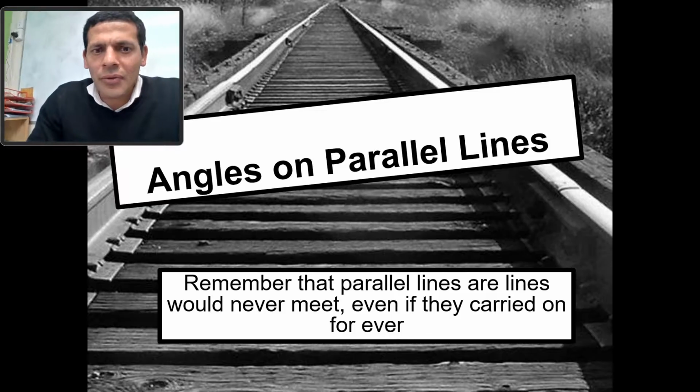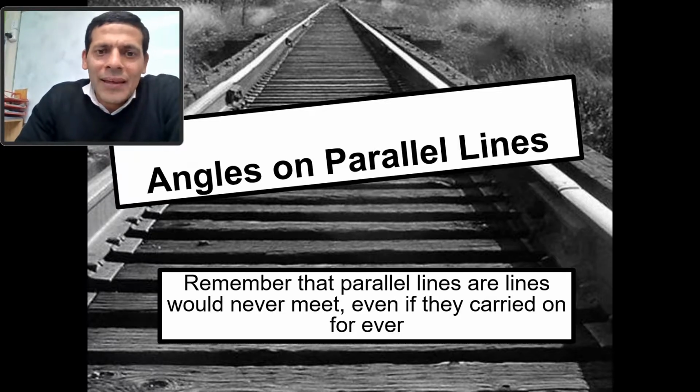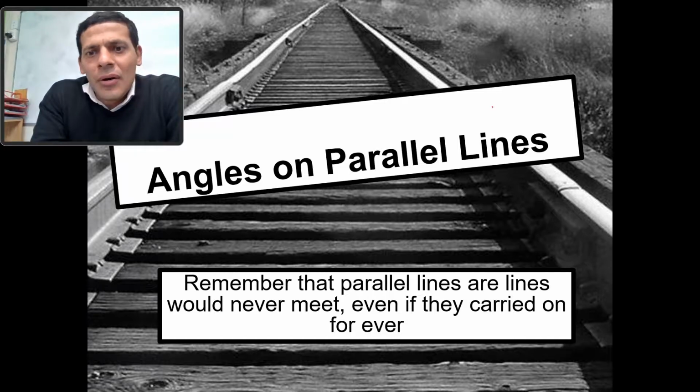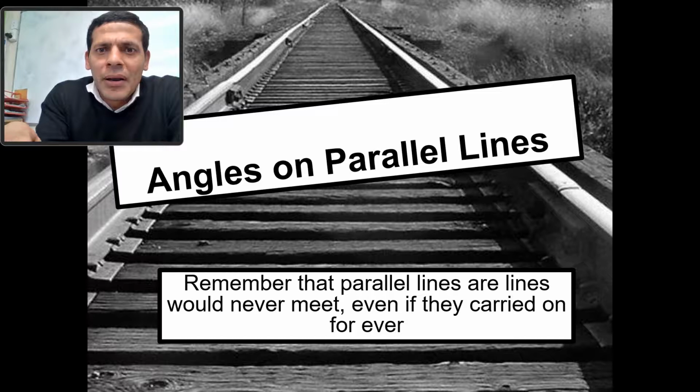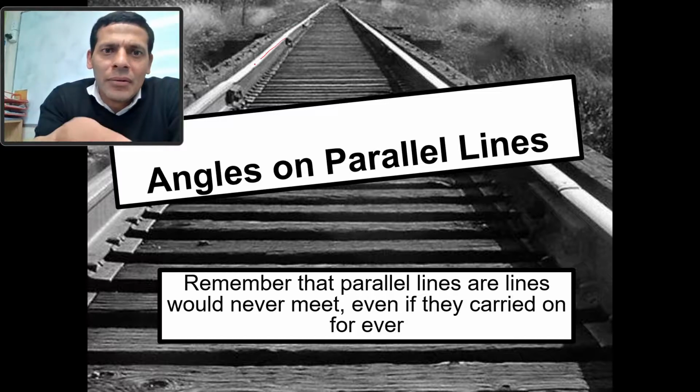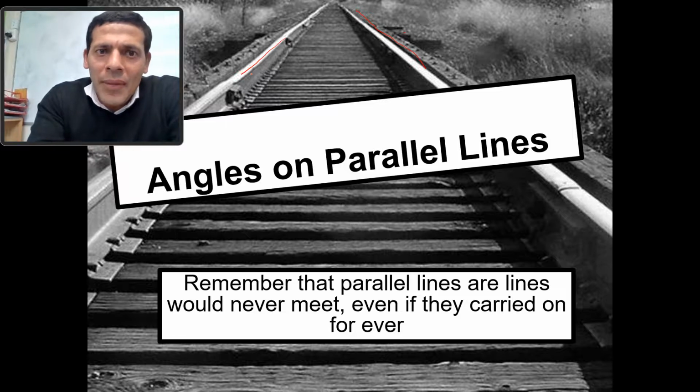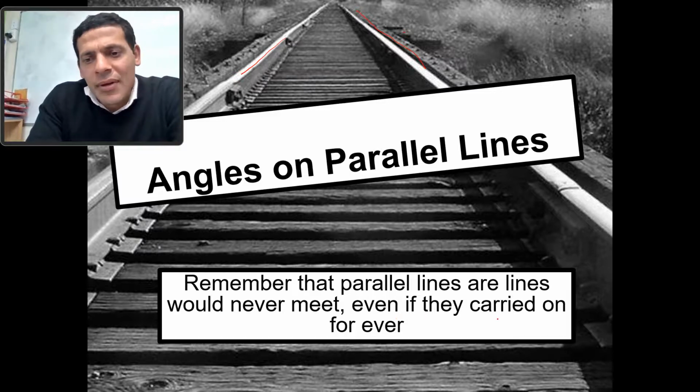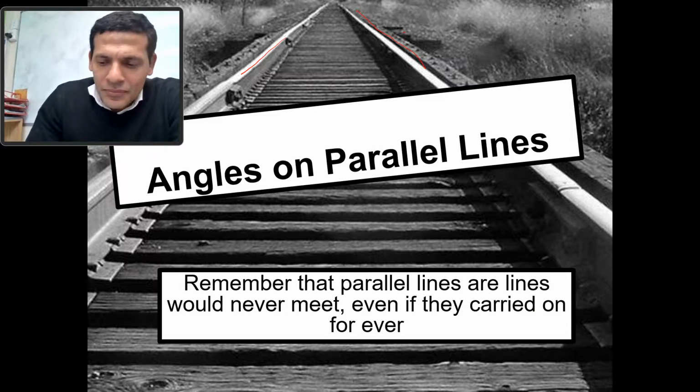Today we're going to cover the last topic in this chapter, which is angles on parallel lines. If we need to identify parallel lines, we need to look at the railway. We see here these lines never meet. Remember that parallel lines are lines that would never meet, even if they carried on forever.